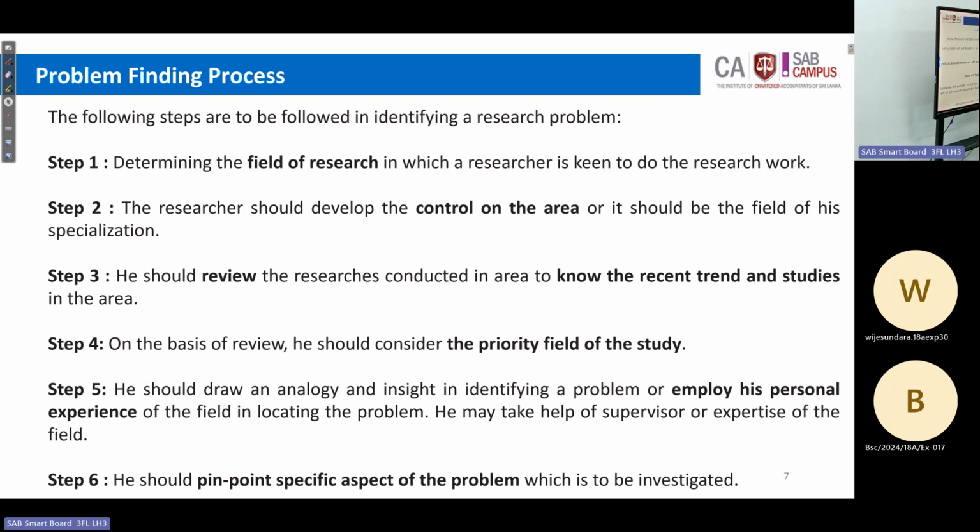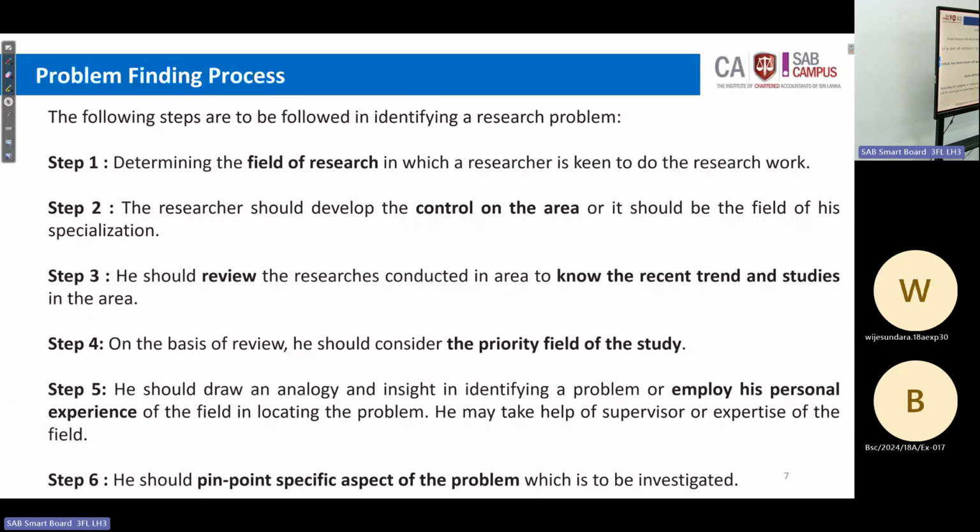Okay. So then you can set the priority, the field. Out of that, okay, I'm selecting this trend, and then you can establish your personal idea there, personal experience there, and we'll discuss that later in detail. And the last one, you can pinpoint the research problem. So when we are identifying the research problem, now you need to identify the problem.